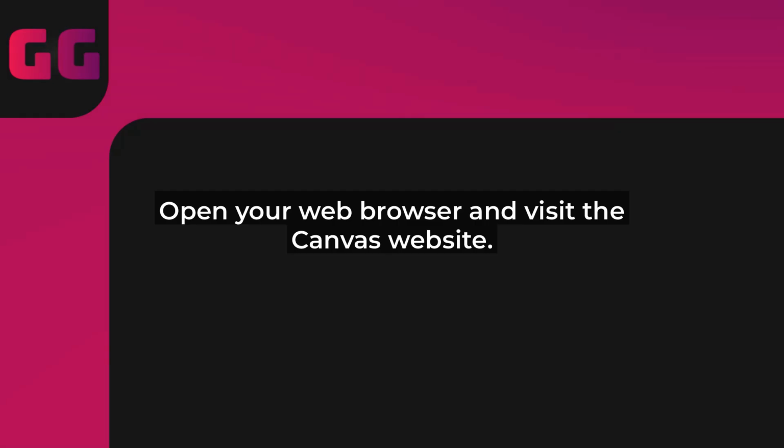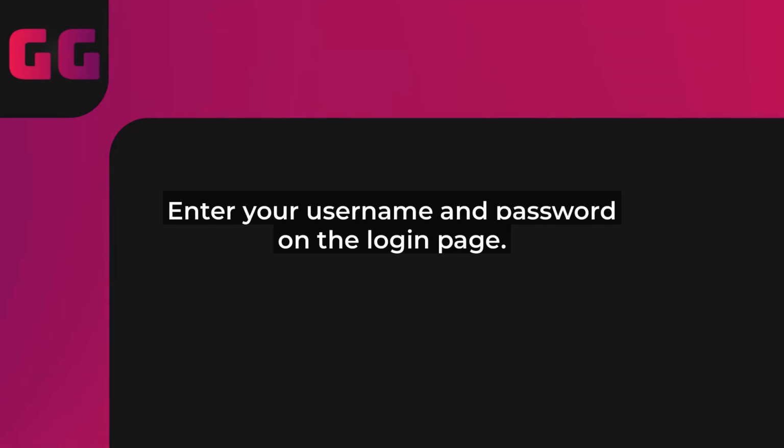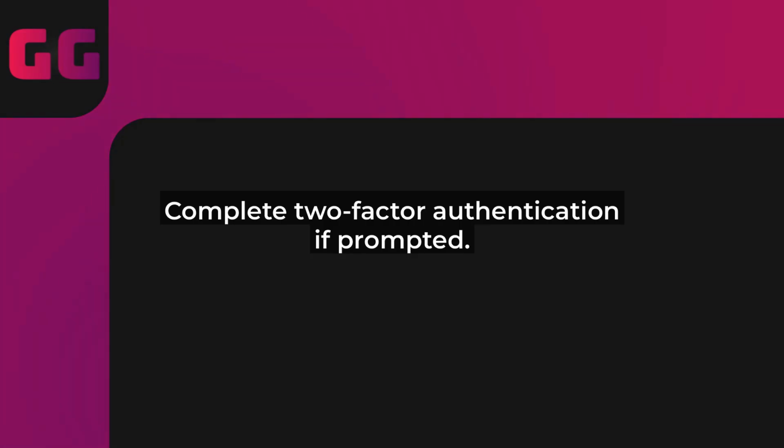First things first, open your preferred web browser, like Chrome, Safari, or Edge, and head over to the Canvas website. The URL is usually something like instructure.com, or your school-specific subdomain, such as youruniversity.instructure.com. If you're not sure, check your email or ask your institution's IT support for the exact link. Once you're on the site, you'll see the login page.